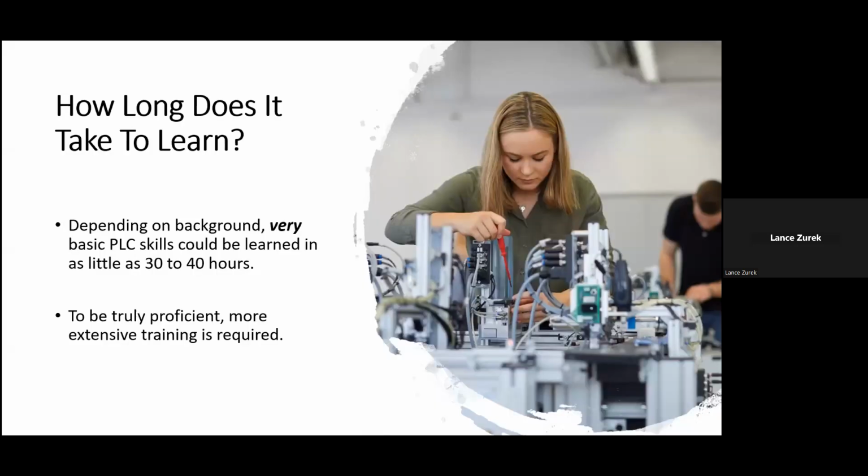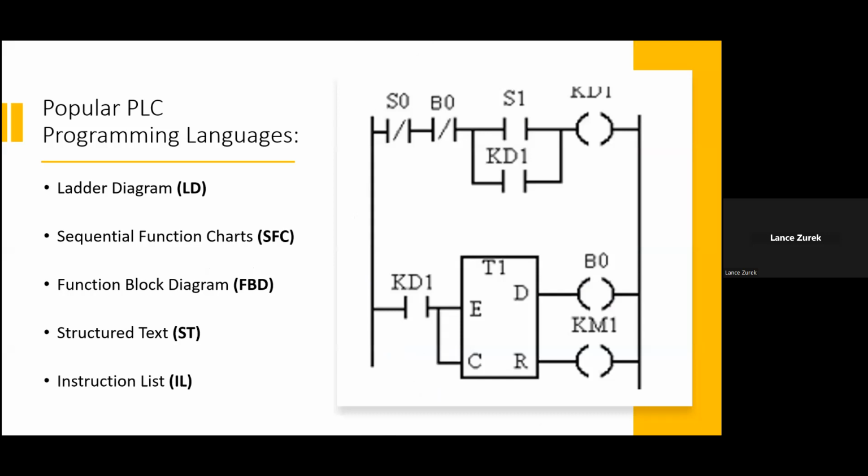So how long does it take to learn PLC programming? Well, depending on a student's background and experience, very basic PLC programming skills can be learned in as little as 30 to 40 hours of training. But of course, to become truly proficient, for example, proficient in all 5 of the primary PLC programming languages, which you see listed on the screen now, as well as really learning how to efficiently and effectively troubleshoot and address errors and equipment breakdowns, more training is going to be needed.